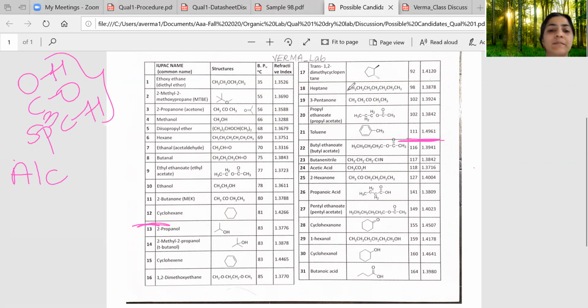So looking at that, I will keep this, I will keep this, I will eliminate this, this, this, and hence out of all the possible structures which I had shortlisted based on my boiling points, I am only going to keep these 2.